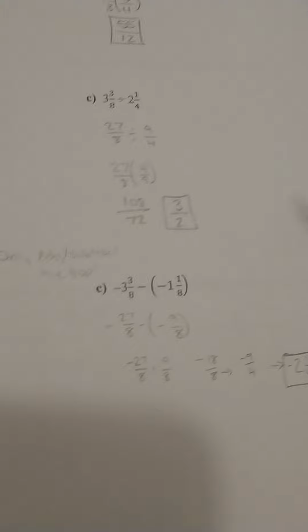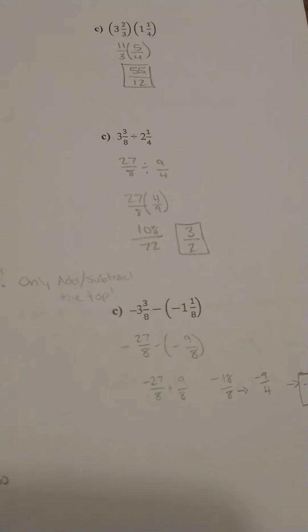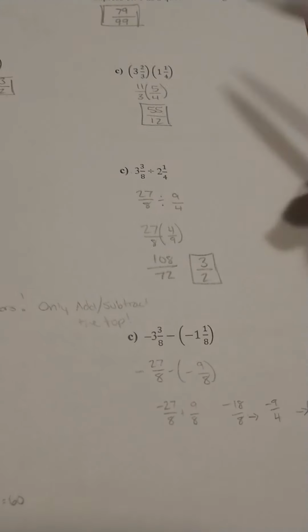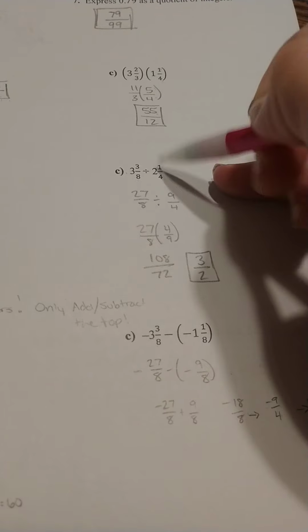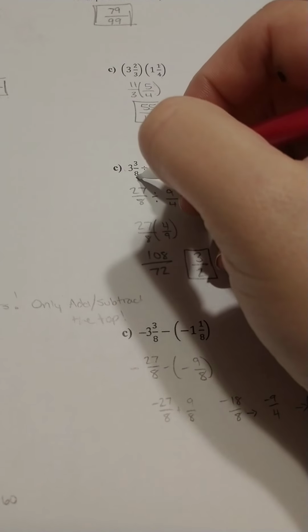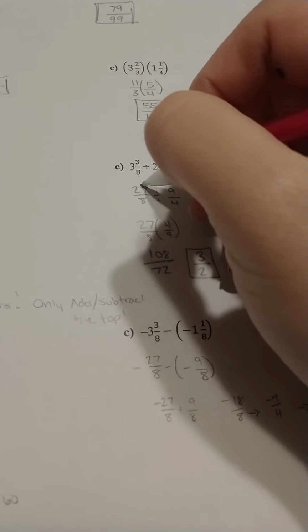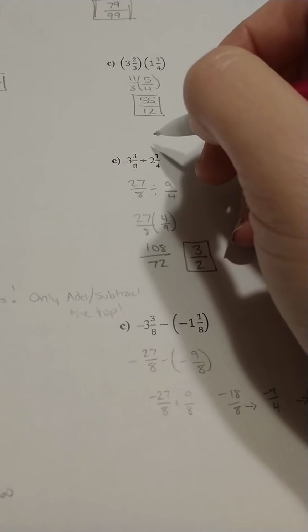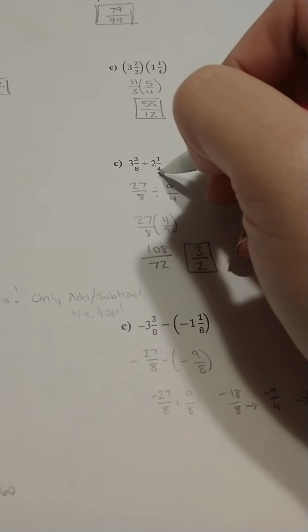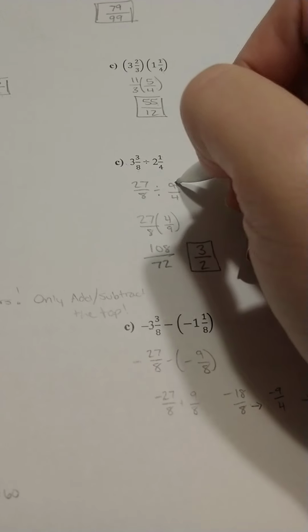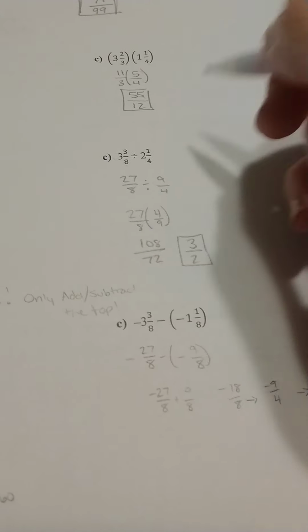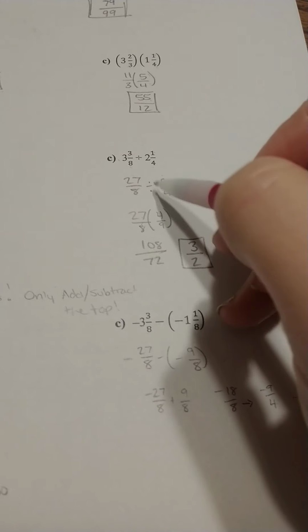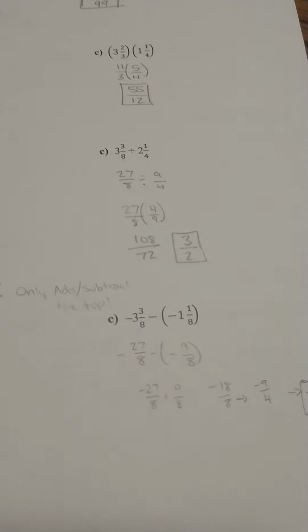C, moving my packet around. C is another one where you need to change it to an improper instead of a mixed. So you're going to do 3 times 8, which is 24. 24 plus 3 is 27. So you get 27/8 divided by, currently we're still keeping it as a division, 2 times 4 is 8 plus 1 is 9, 9/4. Now switch it. So 27/8 times 4/9.